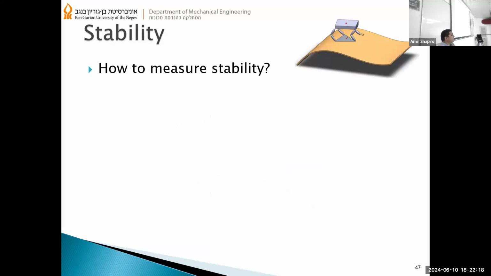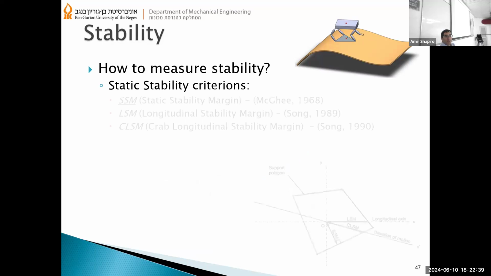Now, the question is how to measure stability. What is good stability? What is bad stability? We said before that this is also equilibrium. It's not actual stability. So there are different ways. First is called the static stability.